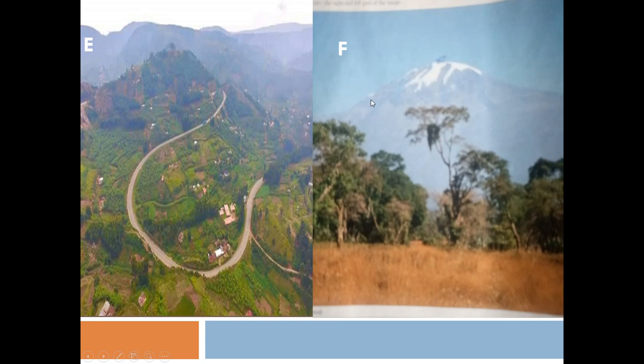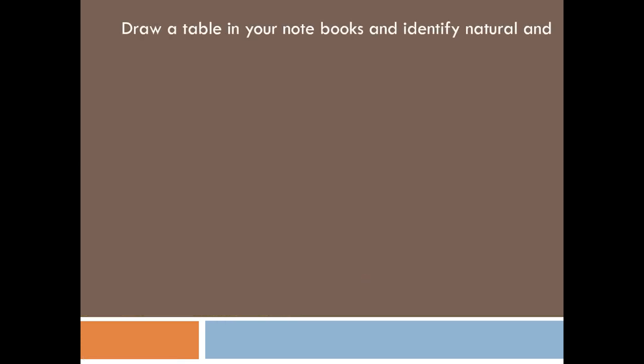When you look at photograph F, we have mainly the physical features or the natural features. For example, we have the mountain. For example, we have the trees. These are natural forests. For example, we have the grass. Even in photograph E, we have the forests, or the trees which are growing on the slopes and on the top of these hills. So looking at these photographs, we are going to be able to identify the natural features and then the man-made features.